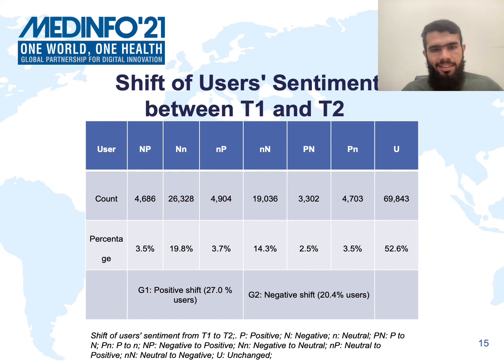And it's the same for the negative shift: 14.3% from neutral to negative, 2.5% from positive to negative, and around 3.5% from positive to neutral. More than half of the users' sentiments were the same, consistent in both time periods.